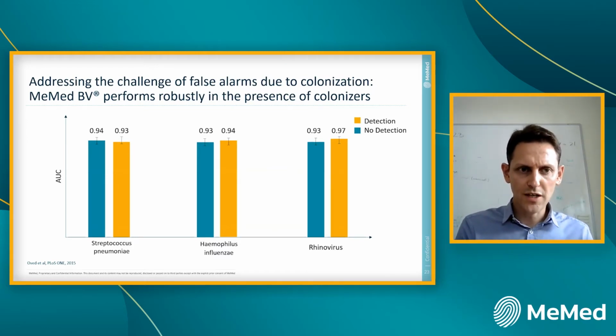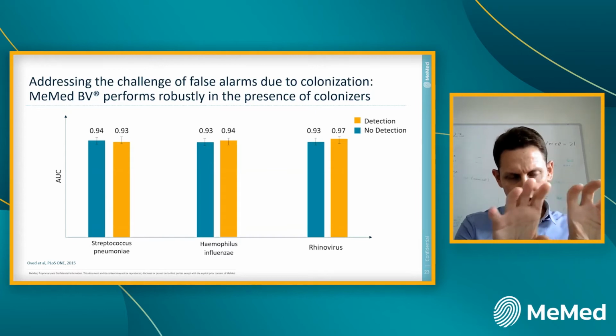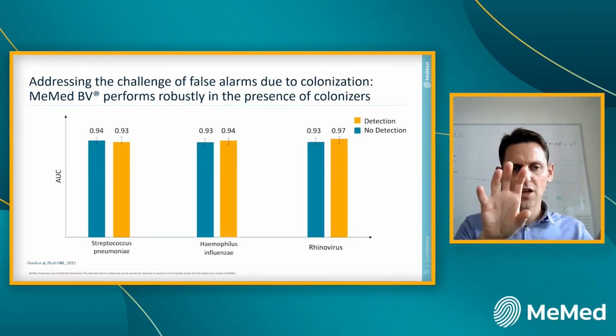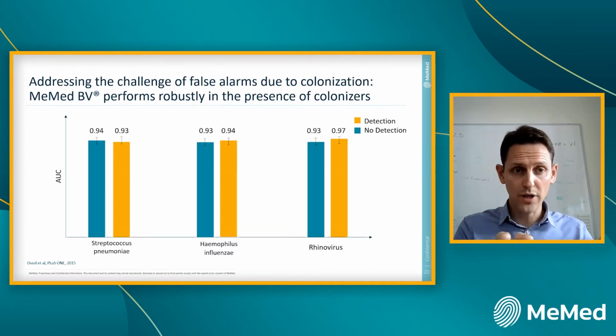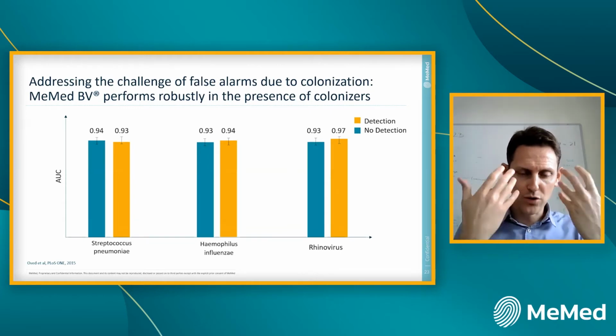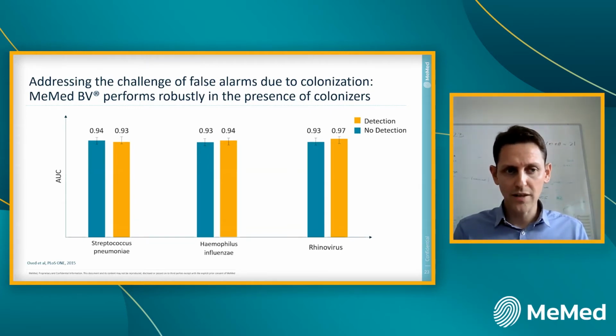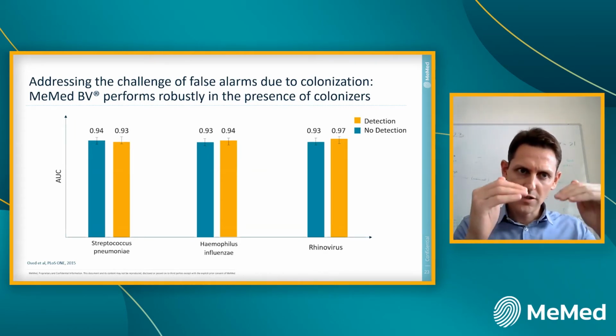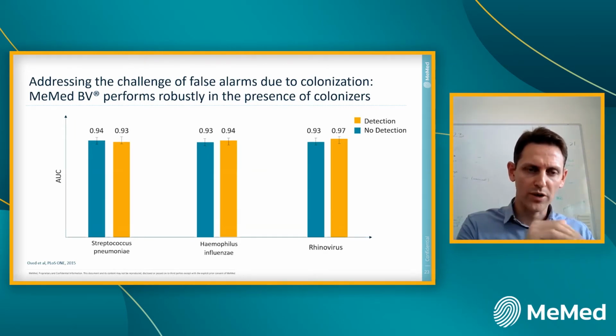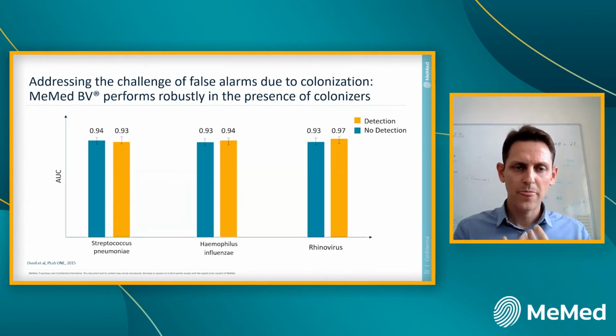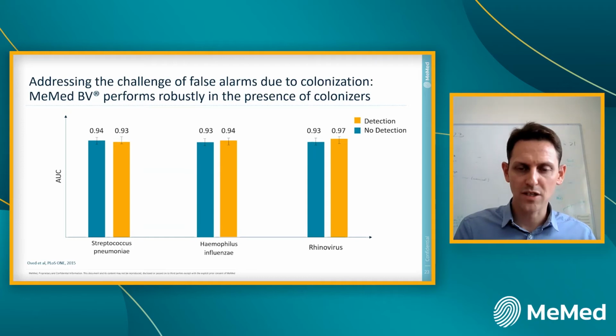So in this particular study, the patients were separated to those that did have carriage and those that did not have carriage of, say, strep pneumonia. And the host response was run on these two cohorts independently, and the performance was measured in terms of ROC curves. You see, the performance was by and large the same, 0.93 and 0.94, indicating that it is robust to the presence or absence of colonization.